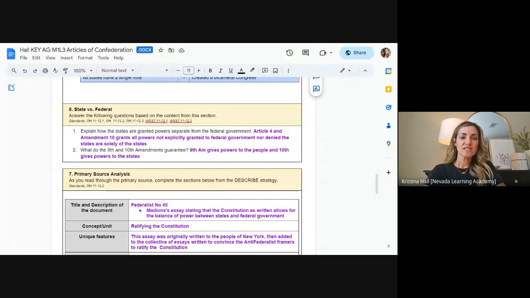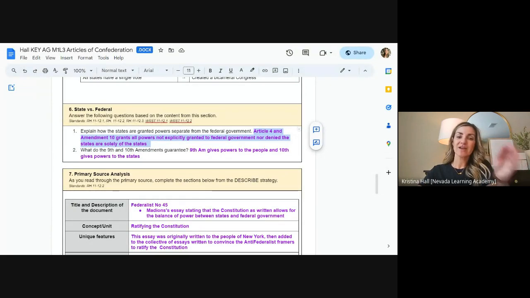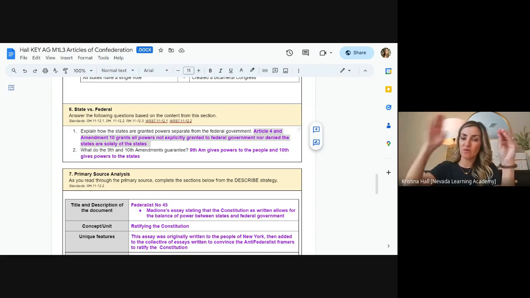Okay, explain how the states are granted powers separate from the federal government. So Article 4 and Amendment 10 in the Bill of Rights and in the Constitution grant all power not explicitly granted to the federal government or denied to the states solely to the states. So basically, what that means is, if it's not explicitly said in the Constitution that the federal government has the power to do it, then we automatically assume the states have the right.